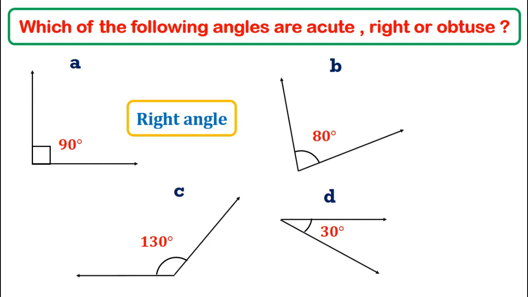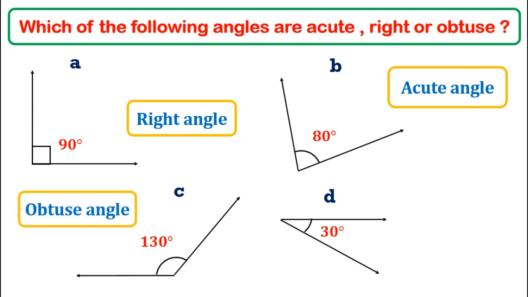Next, we move on to point B, where the angle measures 80 degrees. Since 80 degrees is more than 0 degrees but less than 90 degrees, this angle is an acute angle. Let us now look at question number C, which measures 130 degrees. Since 130 degrees is more than 90 degrees but less than 180 degrees, therefore this angle is an obtuse angle. Lastly, we move on to number D, which measures 30 degrees. Since it is more than 0 degrees but less than 90 degrees, therefore this angle is an acute angle.